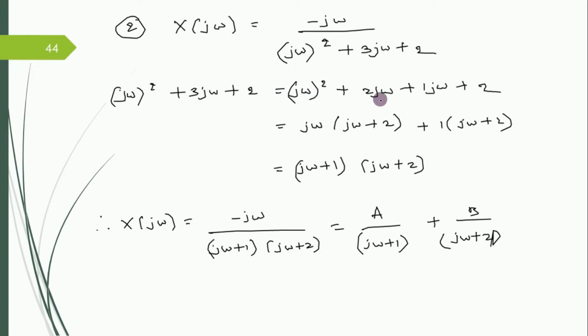So factorization will result in j omega plus 2, j omega plus 1. 2 into 1 is 2, 2 plus 1 is 3. So I take j omega common, j omega plus 2 will be left, 1 common, j omega plus 2. So these are the two factors. I write these two factors in the question, minus j omega divided by these two factors, equal to two variables that should be defined: a divided by j omega plus 1 plus b divided by j omega plus 2.